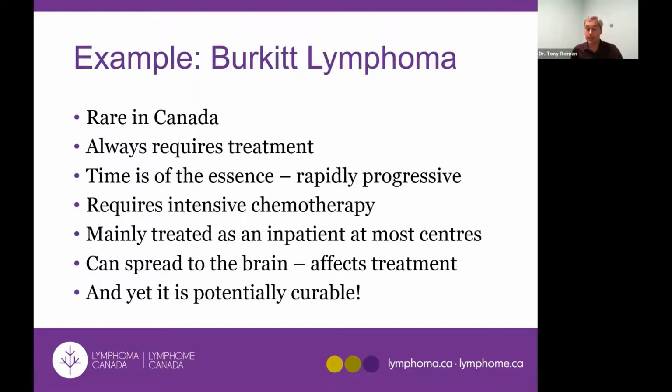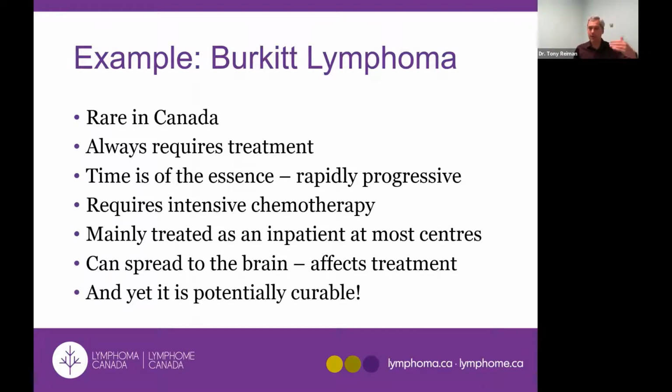This one has a tendency to spread to the brain, and this affects the treatment. We have to give treatment that will be directed at the brain so that we can try and make sure we never see it crop up in the brain, or if it's in there, that we can try and deal with it. But unlike follicular lymphoma, this very aggressive lymphoma, with a relatively brief course of treatment, is potentially curable.